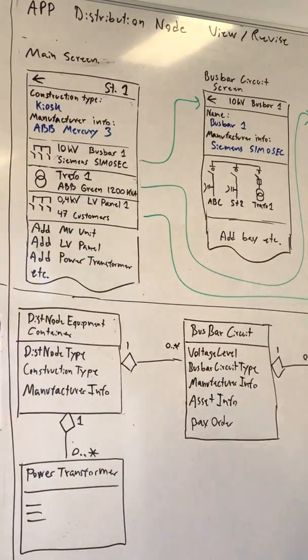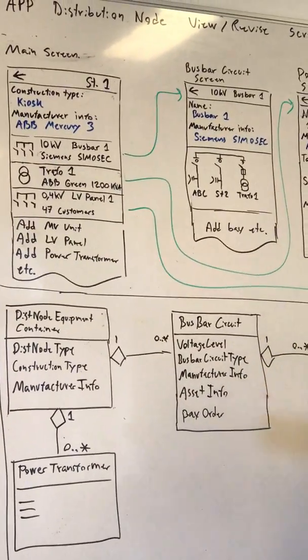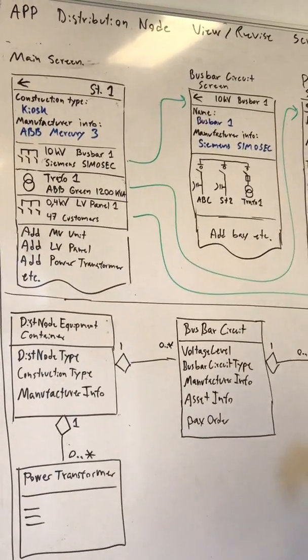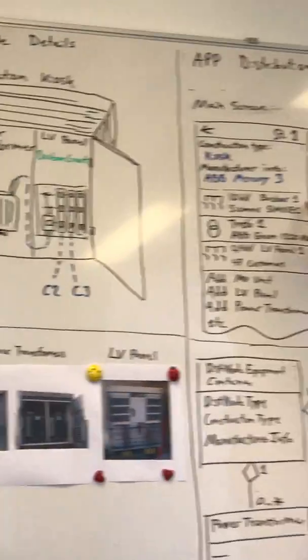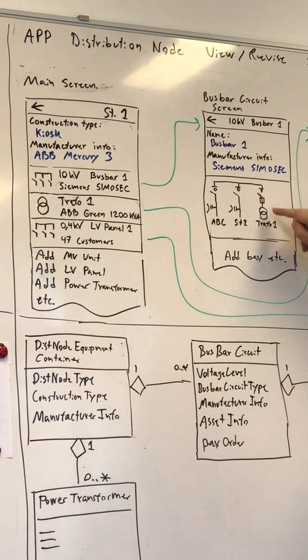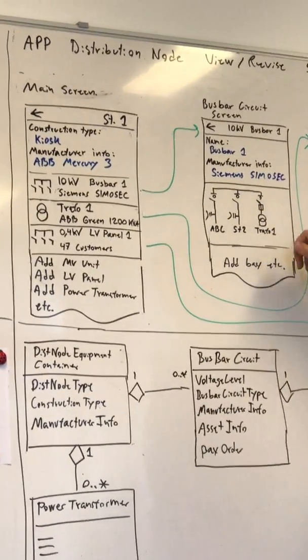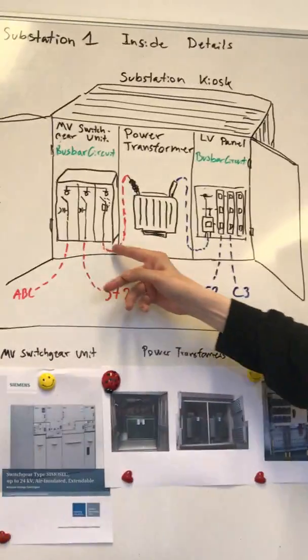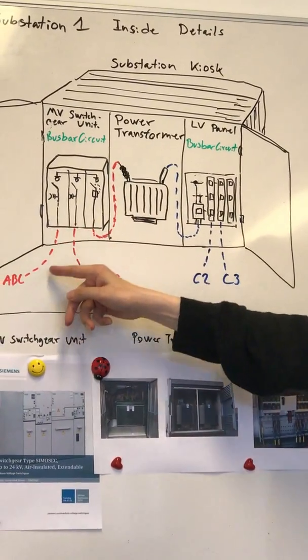And the question is how the bay connection is used. It's used when you dive in: if you click on the bus bar circuit and get to this one, and you click on the bay, then the bay can either be connected to a transformer, or it can be connected to a line.